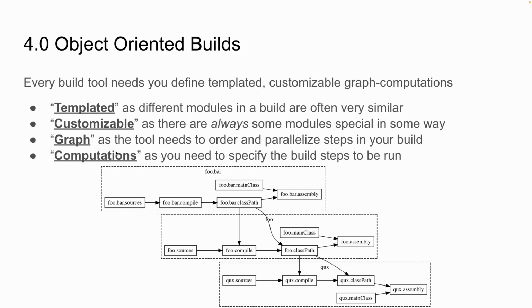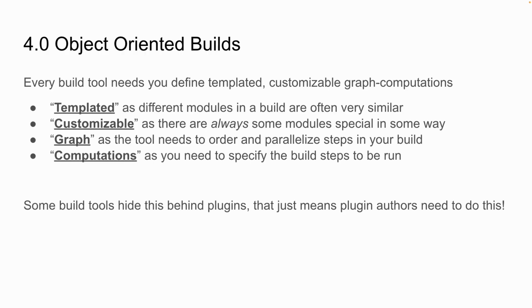It's a graph because you need to be able to schedule and parallelize your build. And it's a computation because you actually need to do the thing at each step. So you need to either have a bash script, a Java program module, or Groovy Kotlin module to actually do that. So some tools can hide this behind plugins, but this still affects you because if the plugin author has trouble doing it and gets things wrong, then you get the buggy plugin. Or if the plugin API is complicated, you get two plugins that don't work well together. So this still affects you even if it's hidden behind plugins.